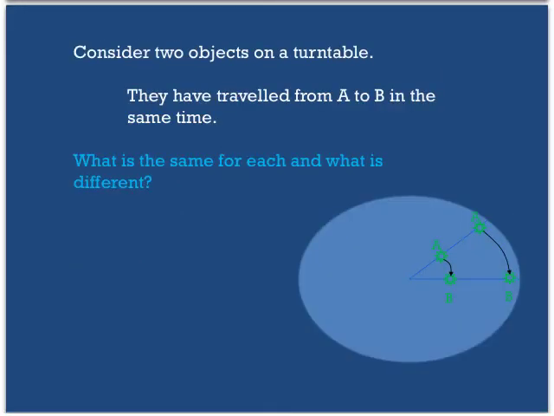So we consider two objects on a turntable. They both travel from A to B, same for each, and what is different? What's the same for each is the time for travel. They both travel the same time, and they both travel the same angle. What's different is the velocity. We have velocity 1, velocity 2, and velocity 2 is much greater than velocity 1 because it's covered a larger displacement in the same time.